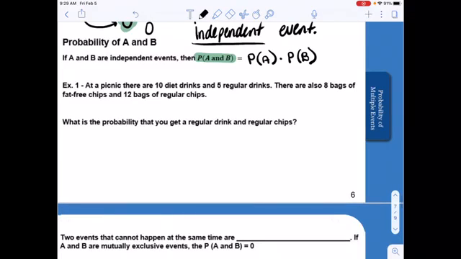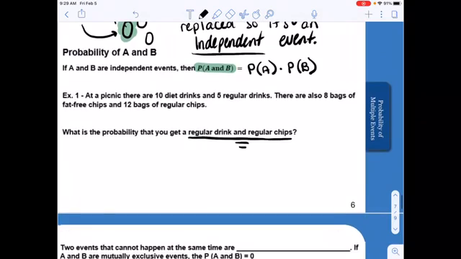So in example 1, at a picnic, there are 10 diet drinks and 5 regular drinks. There are also 8 bags of fat-free chips and 12 bags of regular chips. What is the probability that you get a regular drink and regular chips? So notice this word "and" here. That means we are going to do the probability of A and B.